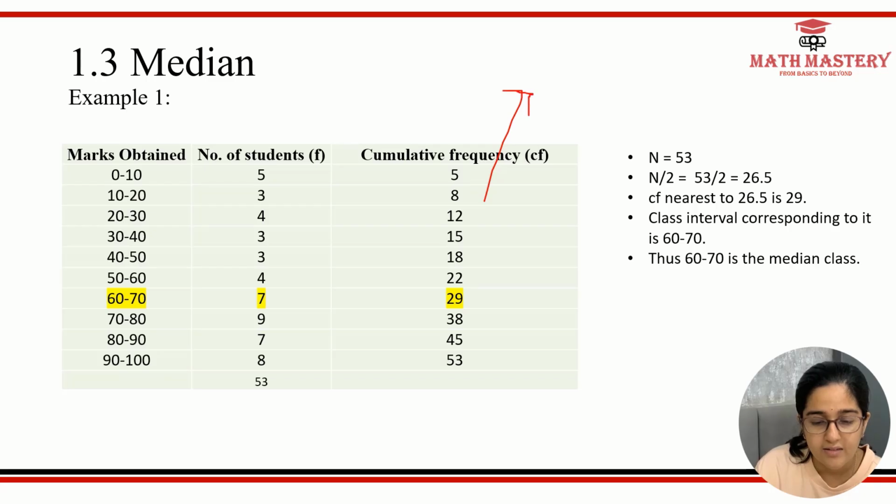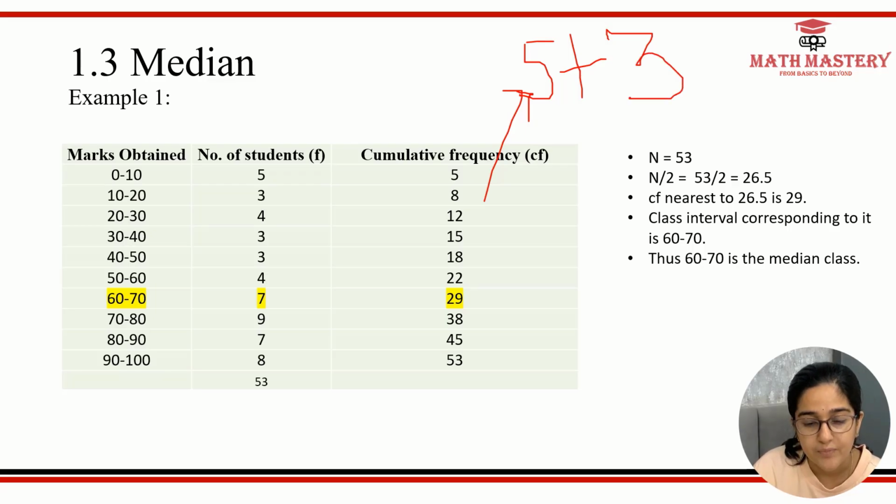How did I get this 8? 8 is equal to 5 plus 3, because this is the cumulative frequency of less than 20, and the values less than 20 are 5 and 3. And so on. We will calculate the less than cumulative frequency for all the class intervals. Now you see n is equal to 53.